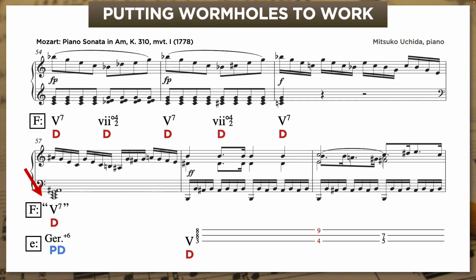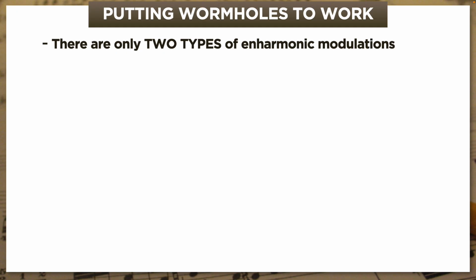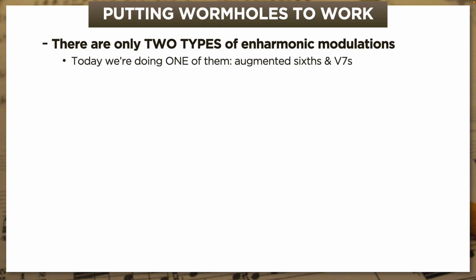So if all of this is clear so far, you won't have any trouble with my last 2 points. One of them is just that there are really only two kinds of enharmonic modulations, and today we're doing one of them, the kind that uses the similar sounds of augmented sixths and 5/7 chords. The other type uses diminished seventh chords, and they're going to get their own video. The second thing is that Mozart has done something here that's very helpful to students, but still pretty unusual.